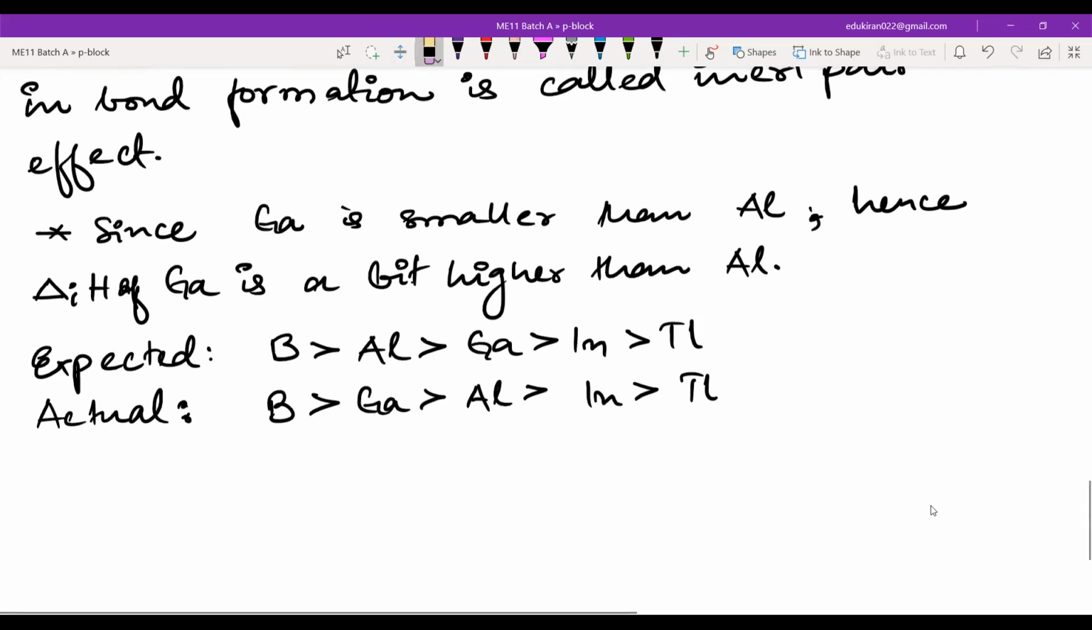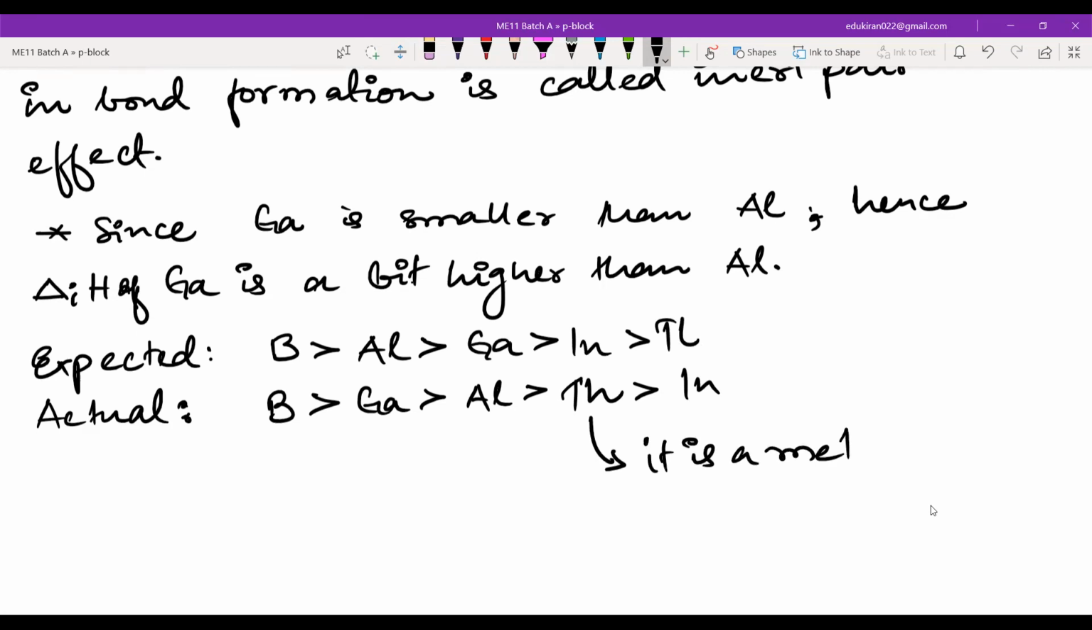Wait a second. Can you reverse this order also? Since thallium is a metal, it will be easier. Right here, indium, thallium. Thallium is easier than indium. The explanation here is that it is a metal, and a metal has a tendency to lose electrons.